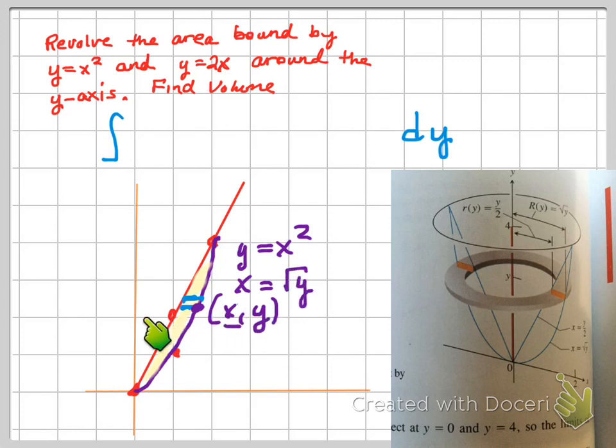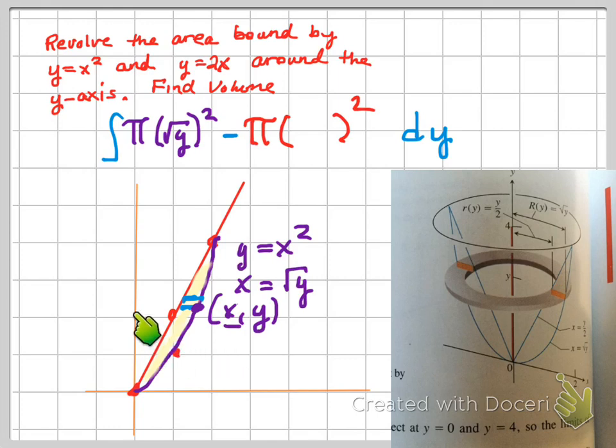So since my outer radius is x, and I can't use x because I'm supposed to use y's, I will use what x is equal to, the square root of y. So remember my formula is pi times the outer radius squared minus pi times my inner radius squared. So now I've got to figure out what my inner radius would be.